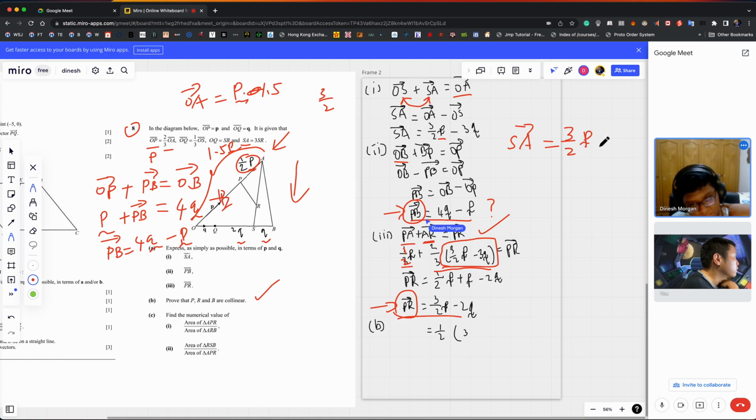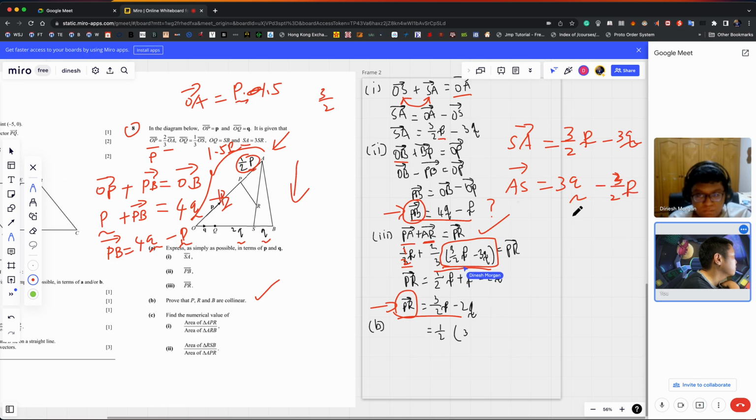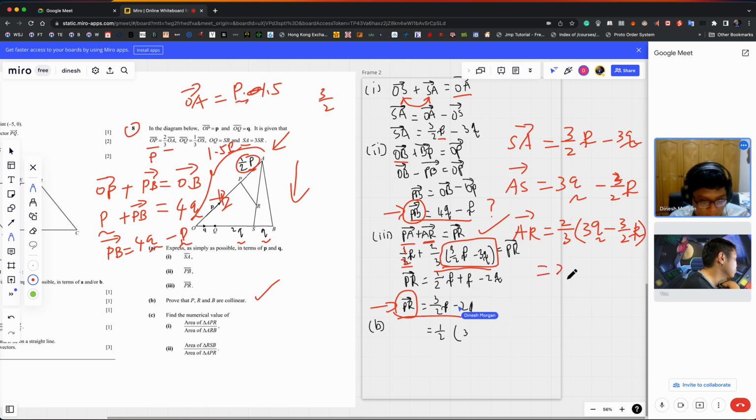So just write it clearly. So you need to get to AS because AR and AS is same direction. So you need to minus. So that means you get 3Q minus 3 over 2P. Okay? And then AR is, like you say, 2/3 of this thing. Does it make sense? Yeah. Okay, so you get 2Q, then P, right? Yeah. Yes.